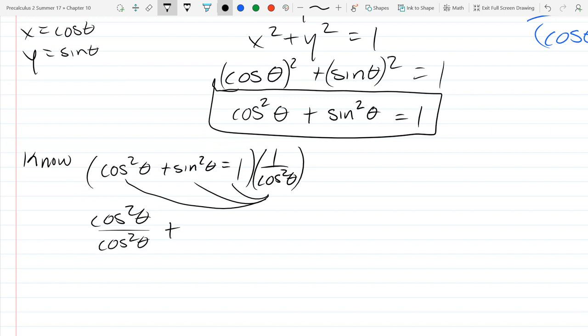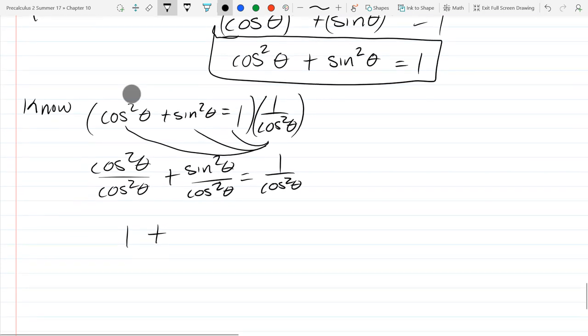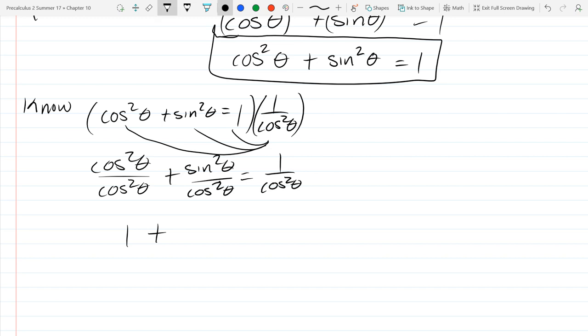the reason I did this is so I could reduce this very nicely. Oh, that's cos squared theta in the denominator. All right, so this reduces down to just 1. Now I'm going to use the better exponential notation. So I'm going to write sine theta squared plus cos theta squared equals 1 over cos theta squared.